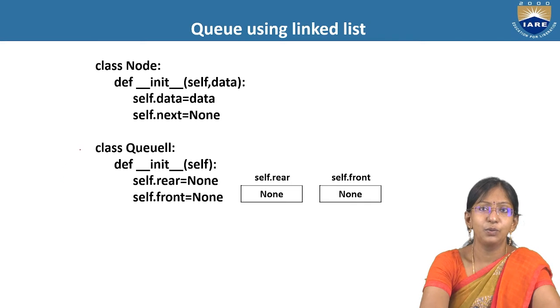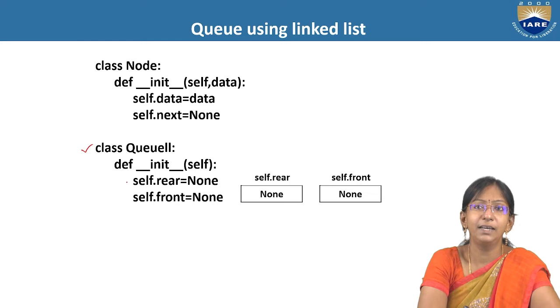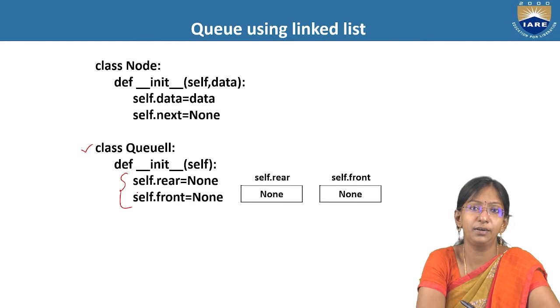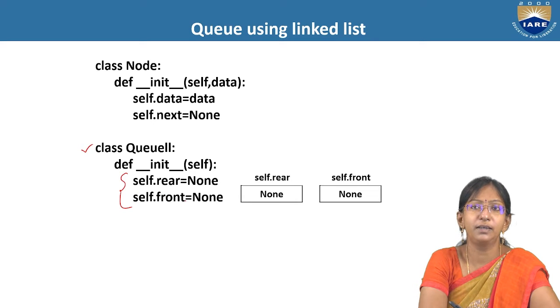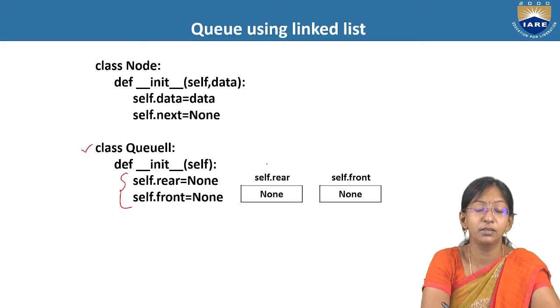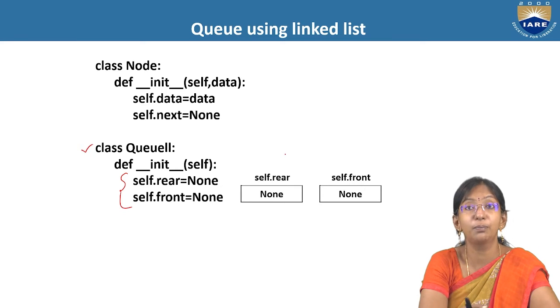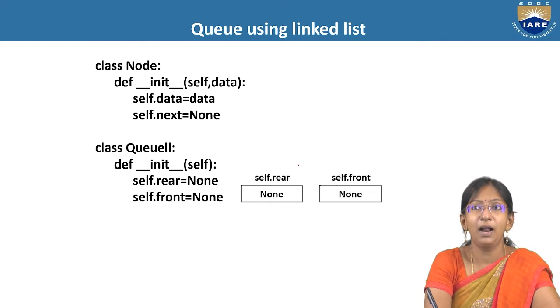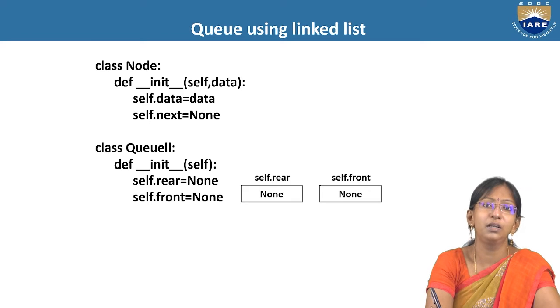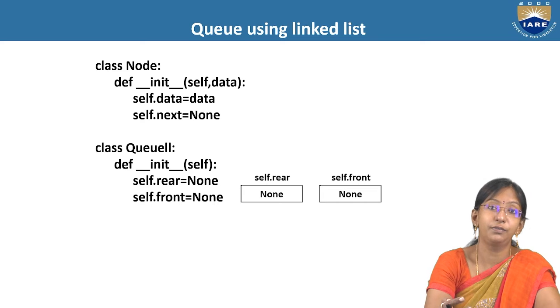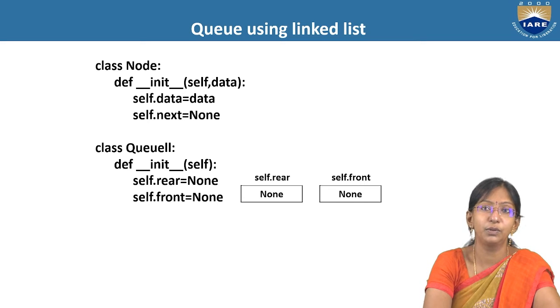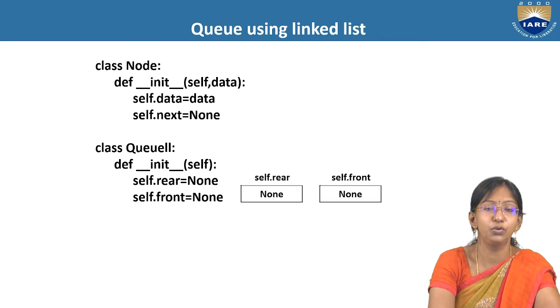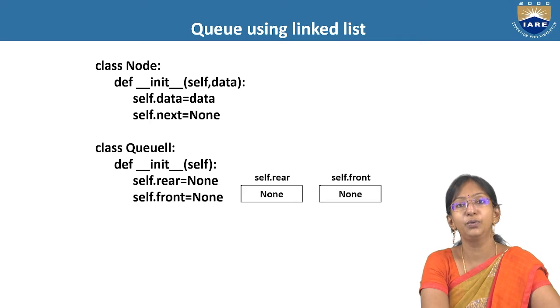The second class will be QLL, which represents queues using linked list. Its constructor has two parts, front and rear. Both front and rear are initialized to None. These are the two pointer variables which are going to hold the addresses of the nodes. Rear is going to hold the address of the most recently inserted one, and front is going to hold the address of the one which was entered first, right? So these are the two pointer variables which the constructor of QLL is going to use. Let's look at the ENQUEUE and DEQUEUE operations.